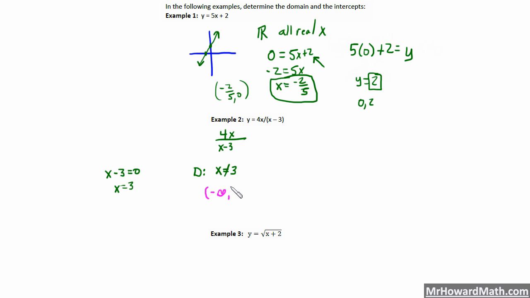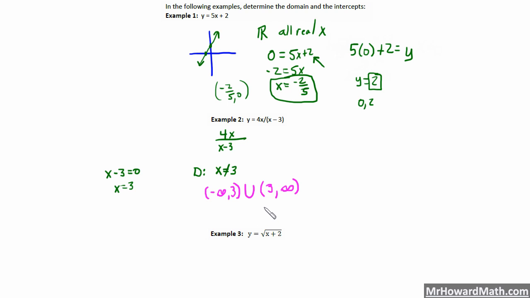up to 3, not including 3, and then a union symbol. That means union, so we're connecting two domains, two intervals, from 3 to positive infinity. That would be another way to write this. So in other words, it's all x's except 3. That's another way to write that domain there.